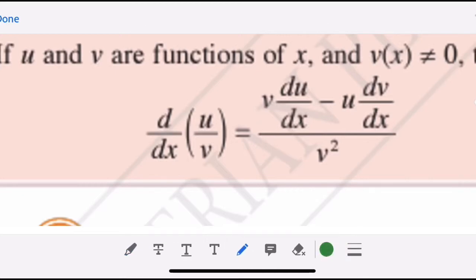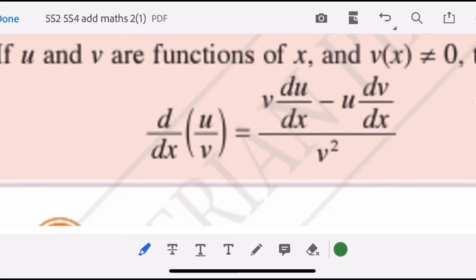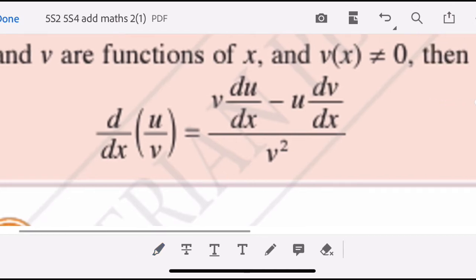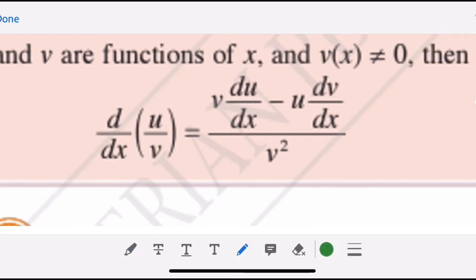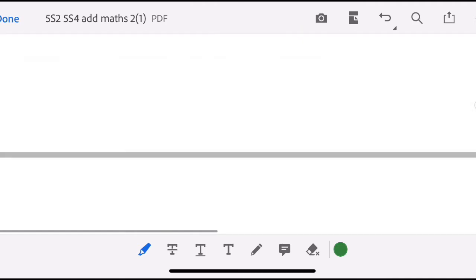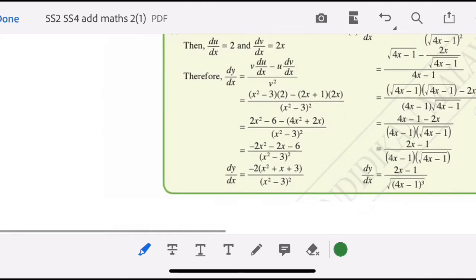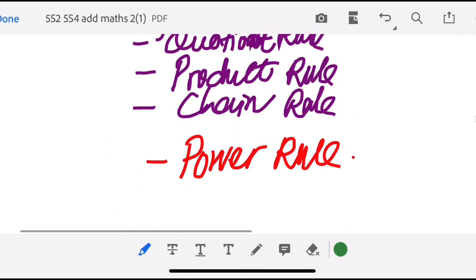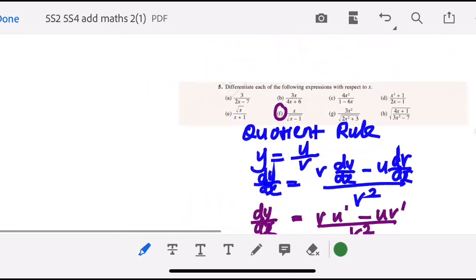Hello everyone, let's continue with discussion for another question. So we are going to use this formula, which is v du dx minus u dv dx over v squared. So this is actually the quotient rule. Okay, let's have a look at the question that you might have problem with.